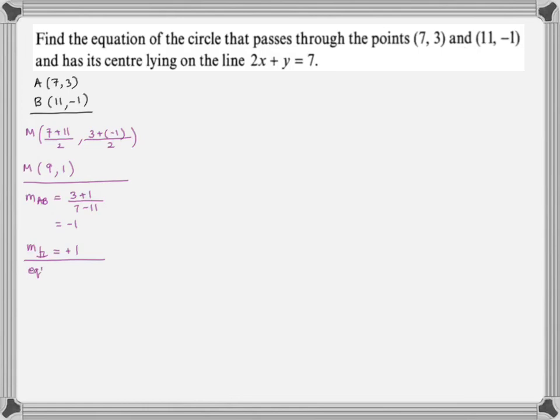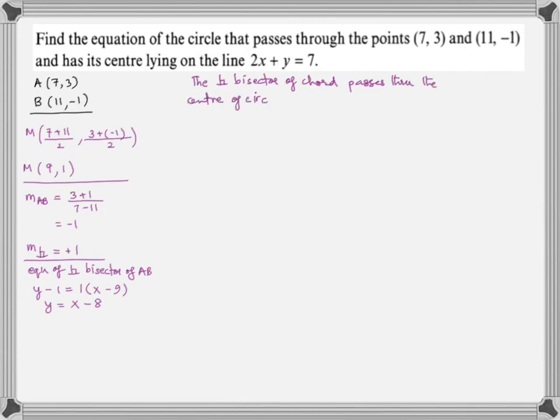Find the gradient of AB, then the negative reciprocal of it. Hence, you find the equation of the perpendicular bisector of AB. Is this straightforward from basic coordinate geometry? Now solve this equation simultaneously with the given equation. That will give you the center of the circle.